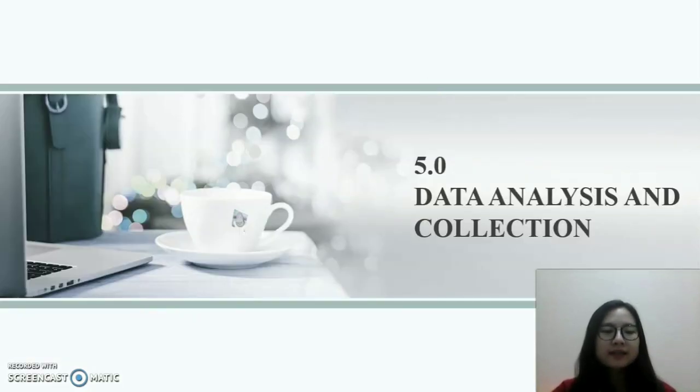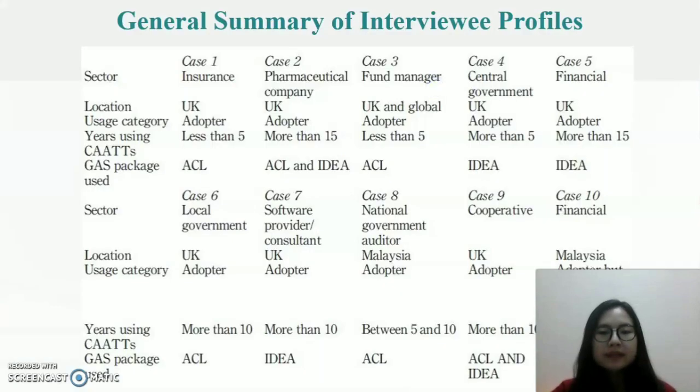So next is the data analysis and collection. In this study, they are using qualitative-based interviews to collect the data. This is the general summary of the interviewee profile. There are 10 organizations selected, and 8 of them are from the UK, 2 of them are from Malaysia. They also represent different kinds of industry to enable some spread of coverage of CAATTs usage to be included. So for example, they have insurance or fund managers, central government, and financial. For the research findings and others, my friends will continue to explain it.